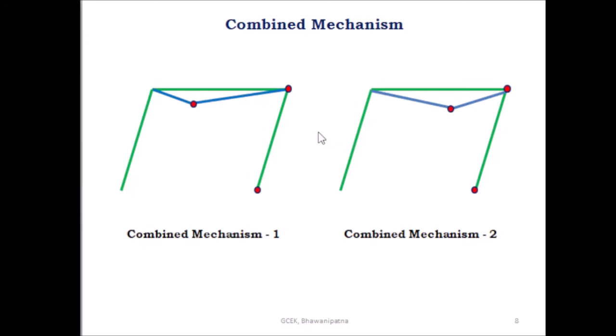But in the case of combined mechanism, here also you do not consider the plastic hinge at support A; only consider the mechanical hinge. At joint B you do not consider any plastic hinge. Here there is no plastic hinge at joint B. You have to take the plastic hinge at C and D and under the load. This is combined mechanism 1, and this is combined mechanism 2.